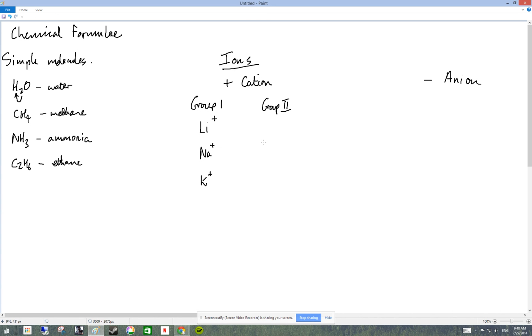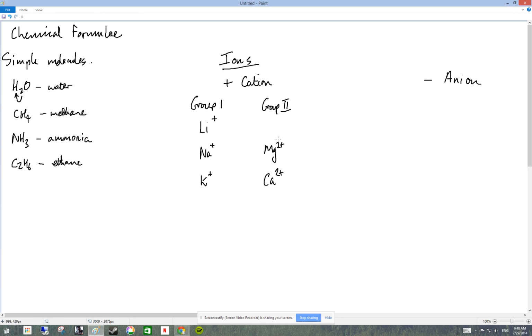Group 2. Okay, so we've got things like magnesium there, and calcium here. These are in group 2, so they've got 2 electrons in their outer energy level. You might have noticed I've skirted around the issue of beryllium.